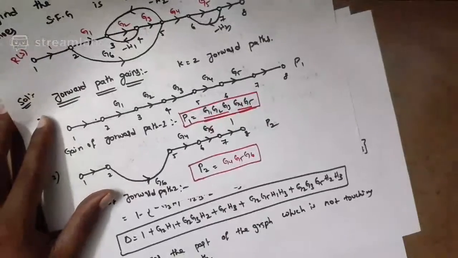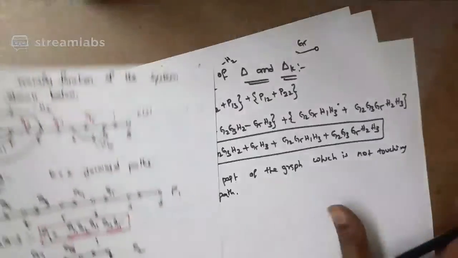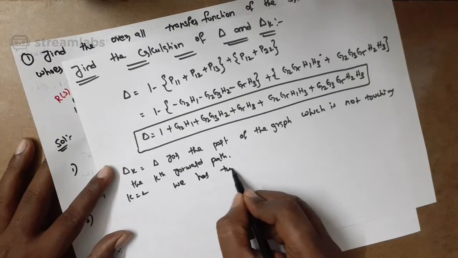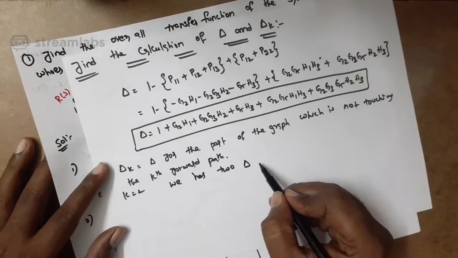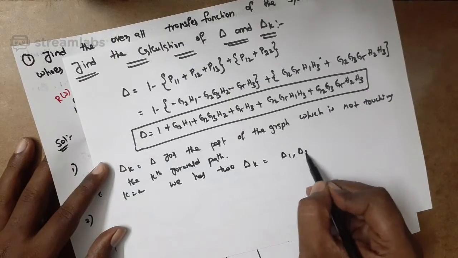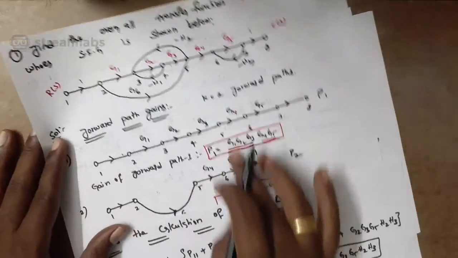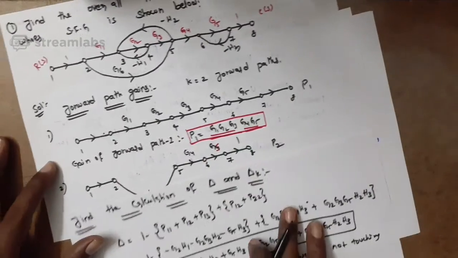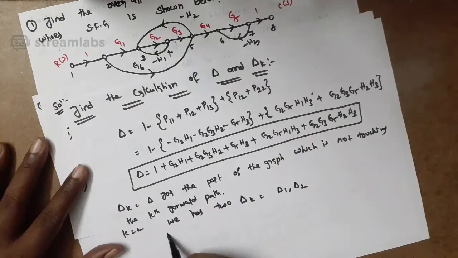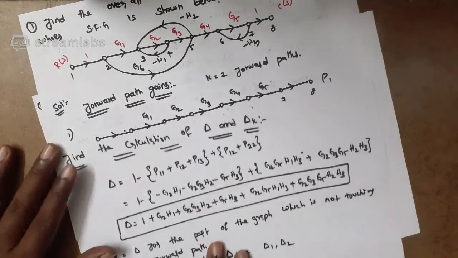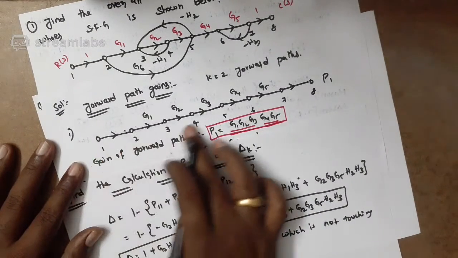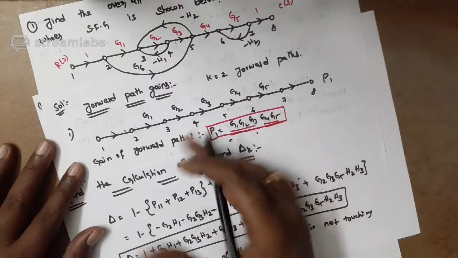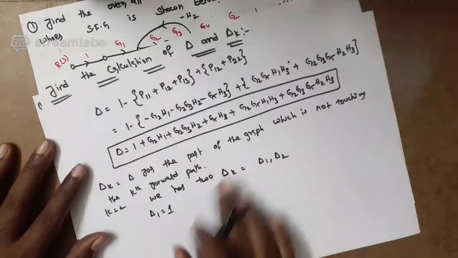So we have k equal to 2. So we have two deltas. Delta k is delta 1, delta 2. Why? Because we have two forward paths. See here, in the first forward path all the nodes are touched. That's why delta 1 is equal to 1. We can assume that if all the nodes are touched by the signals, here nodes 1 to 8 are all in the first forward path. That's why we can take delta 1 equal to 1.